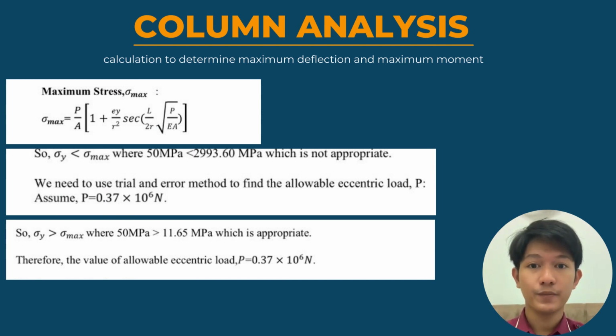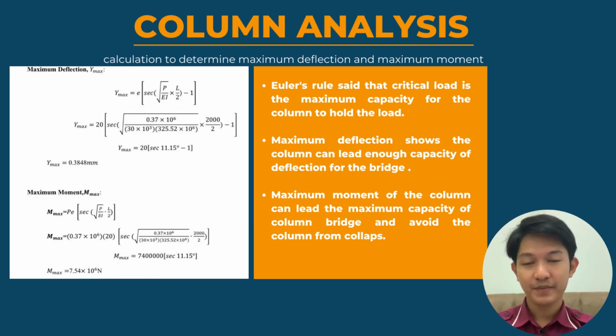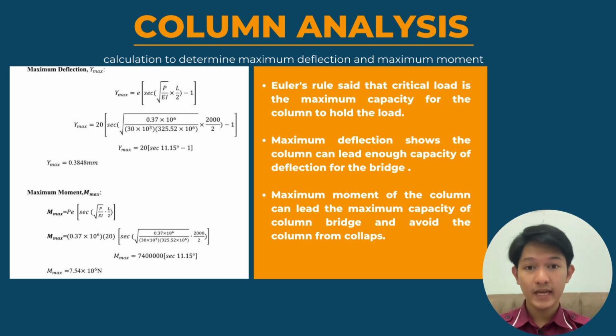So, we assume a new value and finally we get the proper value lower than the yield strength, which is 50 MPa, and it is an appropriate value. Based on the new value, we can determine the maximum deflection and the maximum moment, which is suitable for our pedestrian bridge. The critical load value is safe for a pedestrian bridge to be used. That is all from analysis. Now let's move to the conclusions.